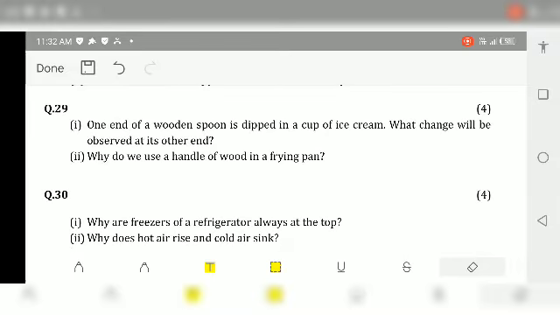Next question is: one end of a wooden spoon is dipped in a cup of ice cream. What change will be observed at its other end? Why do we use a handle of wood in a frying pan? When one end of a wooden spoon is dipped in a cup of ice cream, there will be no change in the temperature of its other end. Wood is a bad conductor of heat, so there will be no flow of heat from one end to the other end.